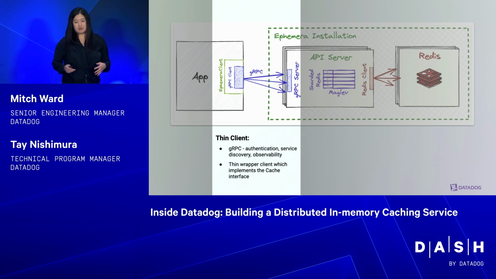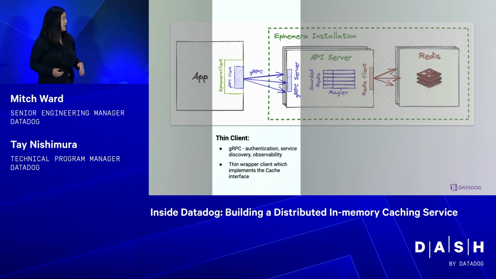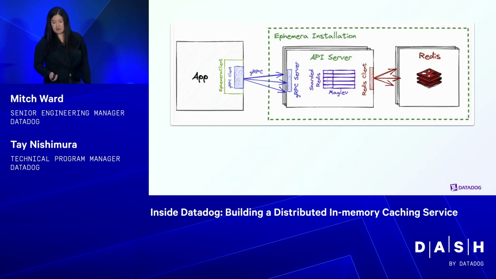Finally, how do you actually talk to the cache? So we offer a thin client. We call it the Ephemeral client, and it does a couple things. First of all, it's a gRPC client because that's what we use here, and that takes care of authentication, actually finding the API servers, and also observability. We hook in your hit rates and how many requests you're making to the API server, and just put that on an Ephemeral dashboard for you. And yeah, the thin client implements that cache interface we've been chatting about.